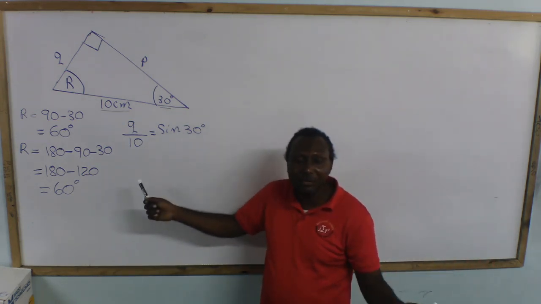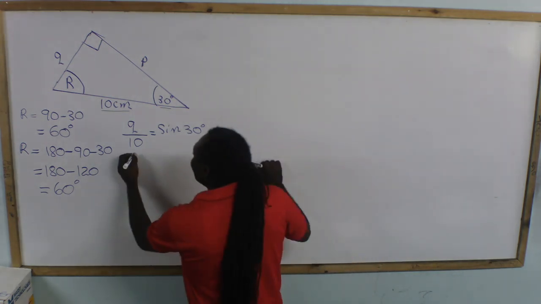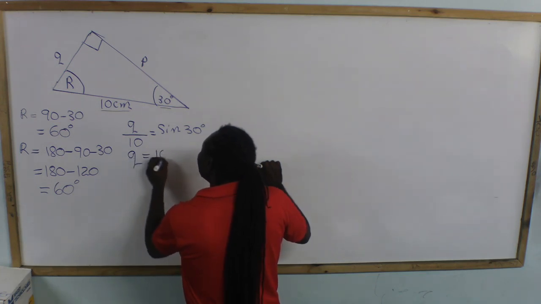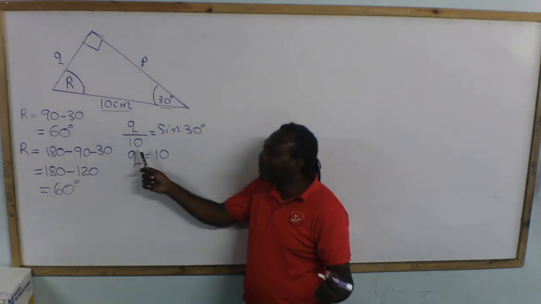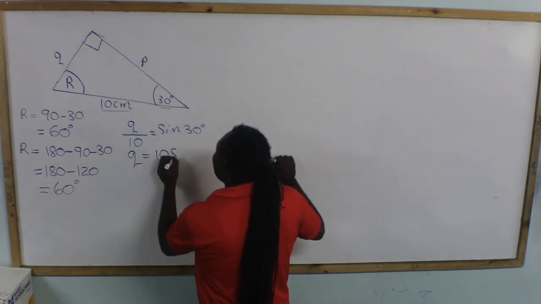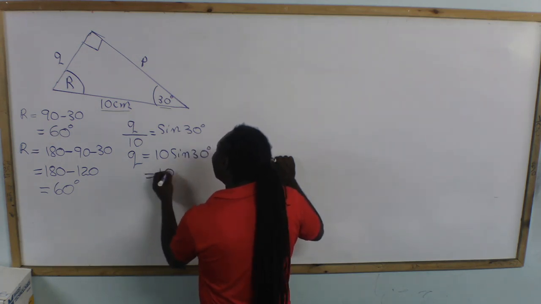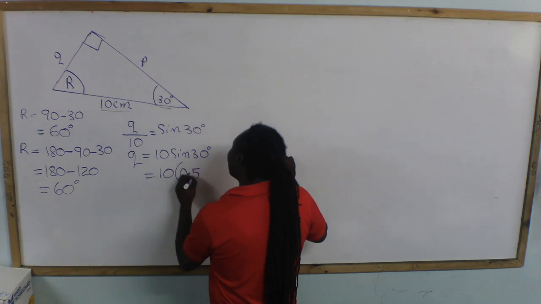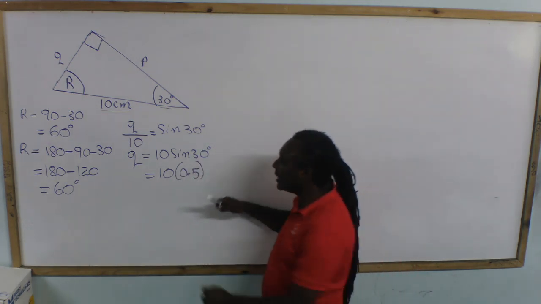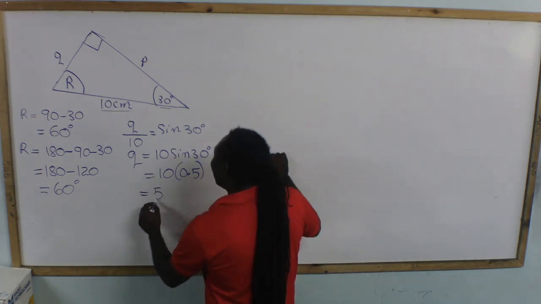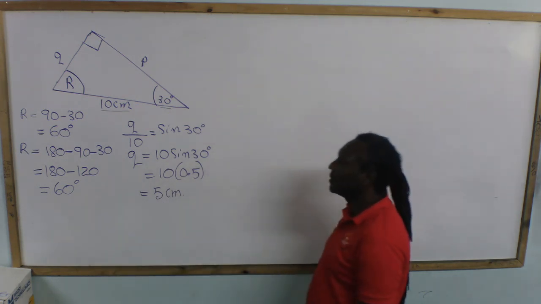Now you have what? One equation with one unknown. That's just straightforward. So we say what? Q is equal to 10. We are dividing by 10 here, so we will eliminate the 10 by multiplication. It is equal to 10 times 0.5, as your sine 30 is 0.5, correct? So that will give you what? 5, 5 what? Centimeters.